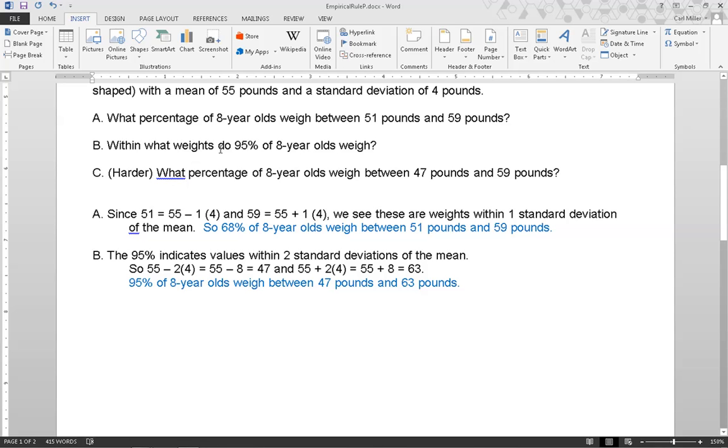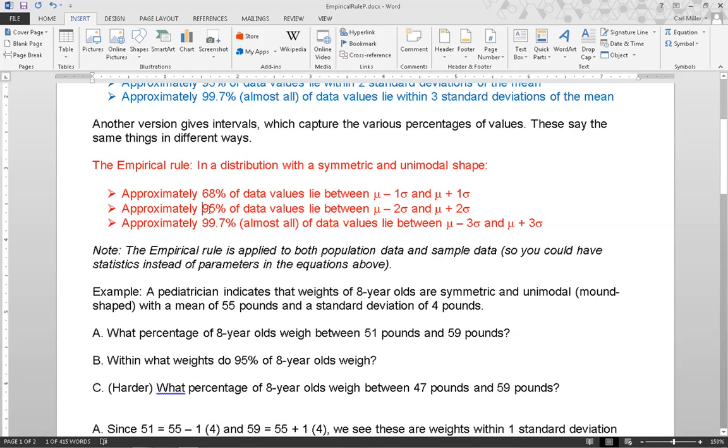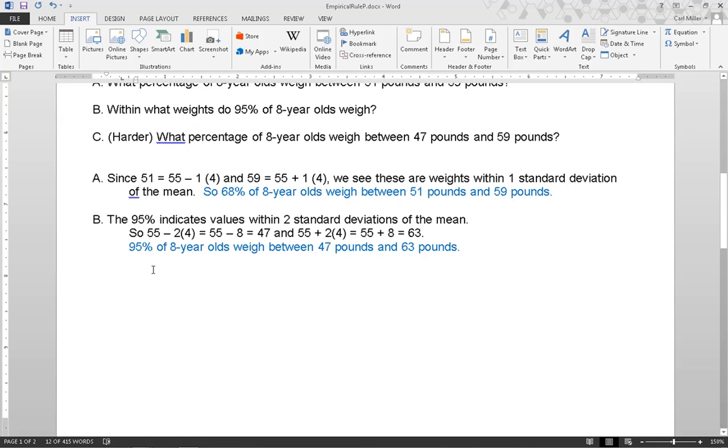B. The 95% indicates values within two standard deviations of the mean. So 55 minus 2 times 4 equals 55 minus 8, or 47, and 55 plus 2 times 4 equals 55 plus 8, or 63. 95% of 8-year-olds weigh between 47 pounds and 63 pounds.